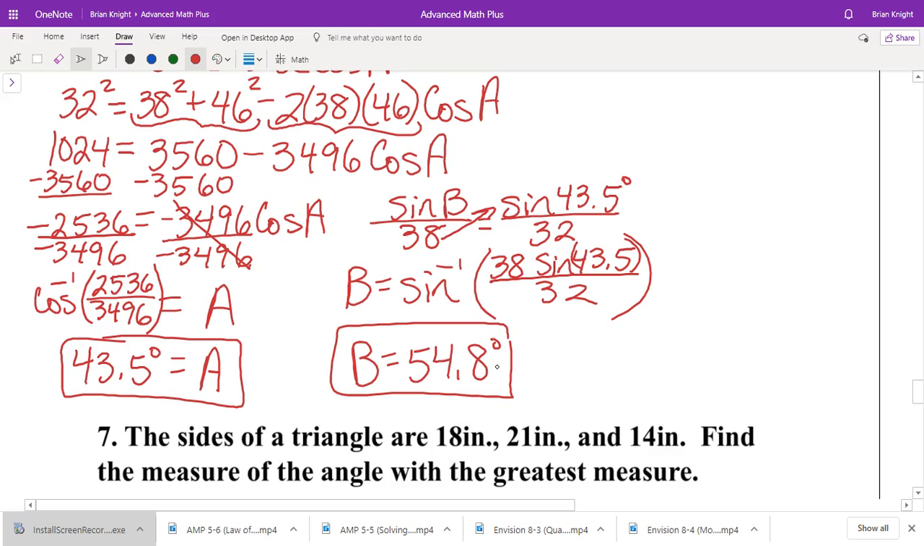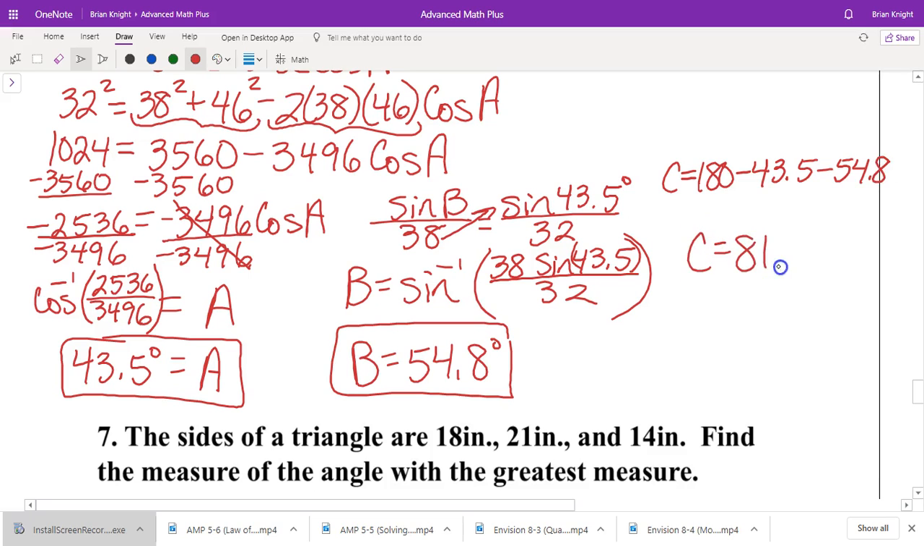And are we just rounding to it? Now, we have angle A, angle B. The last angle's easy. We just say what? 180 minus those two, okay? So C is 180 minus 43.5 minus 54.8, the two angles we just found.